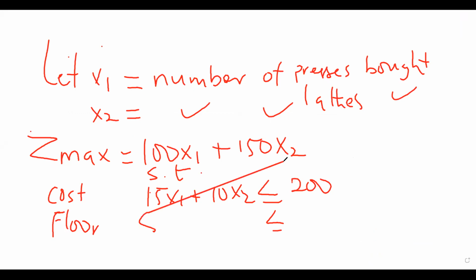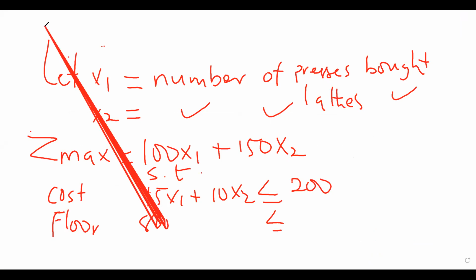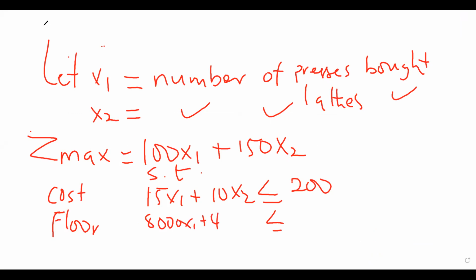The other one, in case you may have forgotten, it was 8,000 and 4,000. So it becomes 8,000 x1 plus 4,000 x2. Those are the constraints. And then the right hand side was 40,000. That was a budget. So you write 40,000.